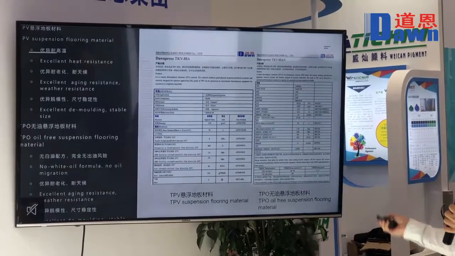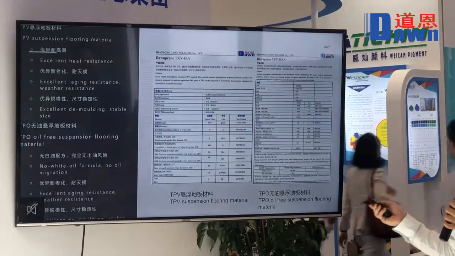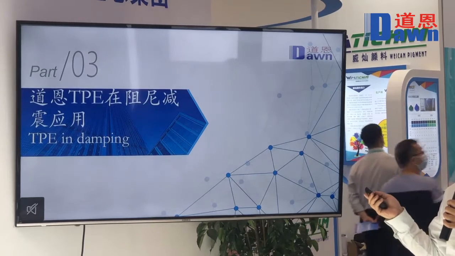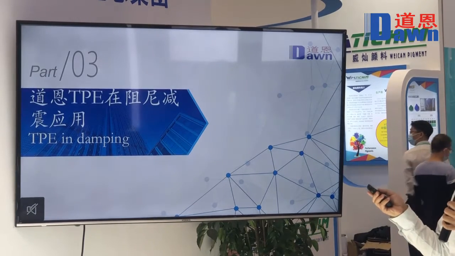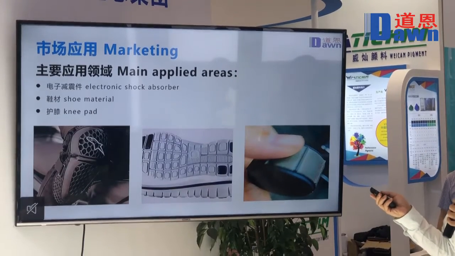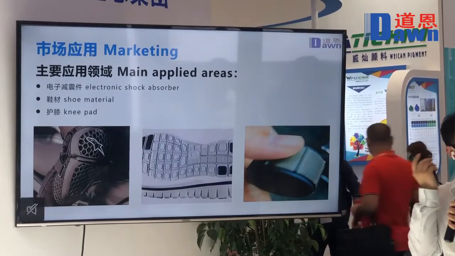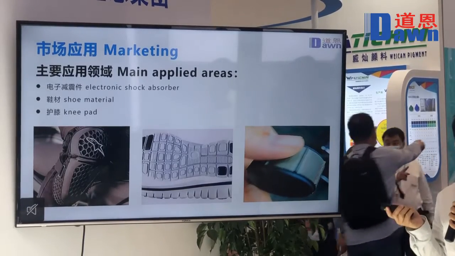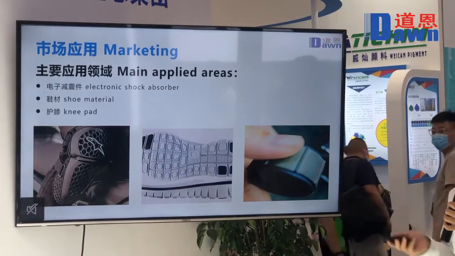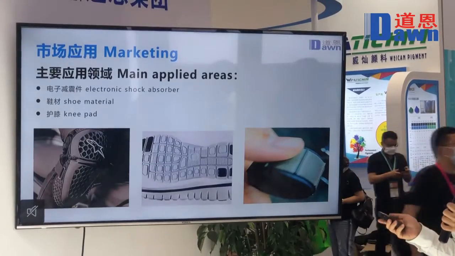Next, we go to the section of the application of TPE in dampening area. For the marketing, it can be used for electronic shock elastomer absorber. It can reduce the noise. The second application can be used for shoe material. It can protect the feet very well. This is the characteristics of this product. It has a good property of the dampening, especially in a high temperature.